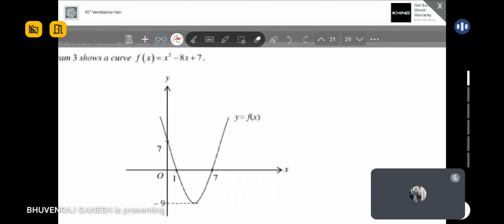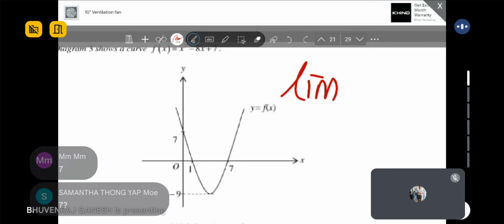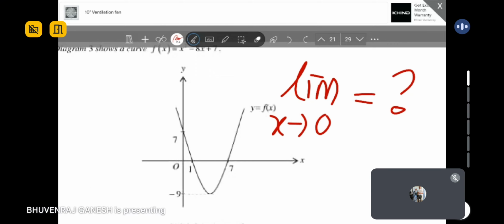Anyone? Hello? Apa jawapan dia guys? Come on. They ask you this one. Limit x go to 0 equal to what? Yes. Confident in your answer guys. Okay, no need to put question mark Samantha. Correct. Okay, be confident in your answer.